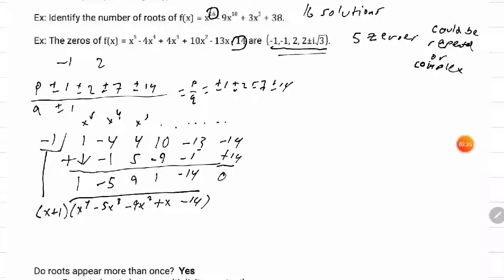And now we're going to try 2. That goes into my 1, negative 5, 9, 1, and negative 14. So I'm using my broken down equation now, using those as the coefficients. When I do that, I bring this down, I get 1, 2, minus 3, minus 6, 3, minus 6.